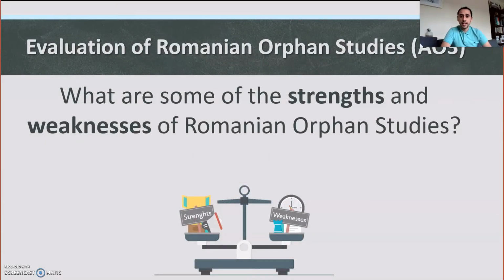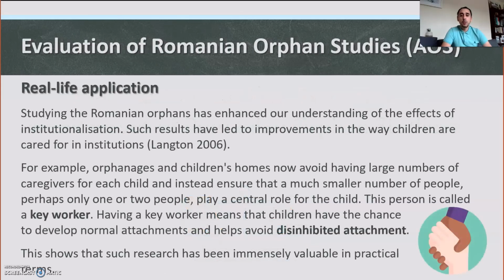What are some of the strengths and limitations of Romanian orphan studies? One strength is that there's real life application. Studying the Romanian orphans has enhanced our understanding of the effects of institutionalization. Such results have led to improvements in the way children are cared for in institutions. That's Langton's research in 2006. For example, orphanages and children's homes now avoid having large numbers of caregivers for each child and instead ensure that a much smaller number of people, perhaps only 1 or 2 people, play a central role for the child.